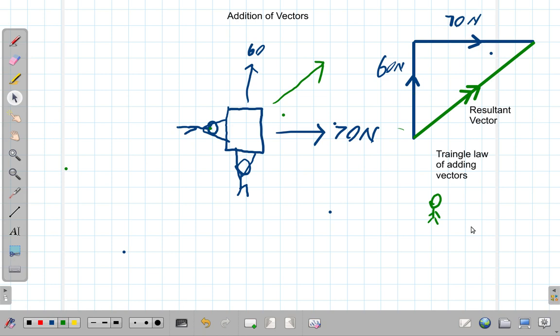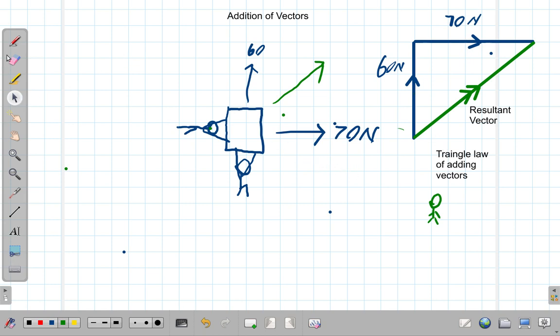Then you draw a third vector to close a triangle. You form a closed triangle. The direction of that third vector is the direction of the resultant, and the magnitude of that third vector is the magnitude of the resultant, which is what you get when you add two vectors. Good.